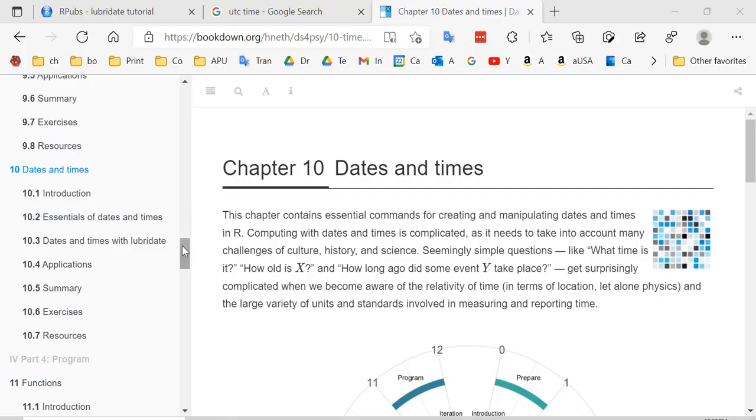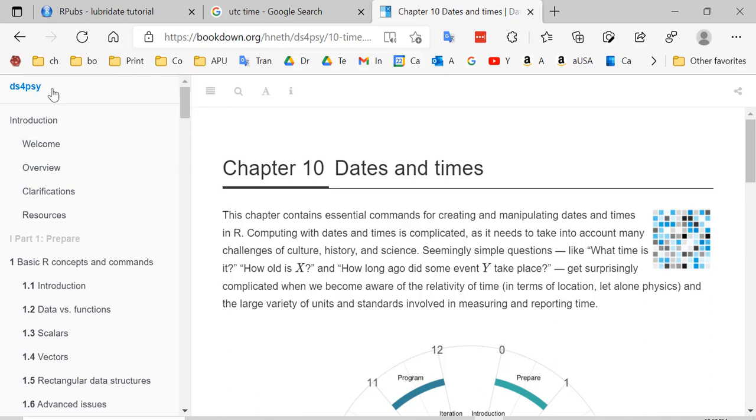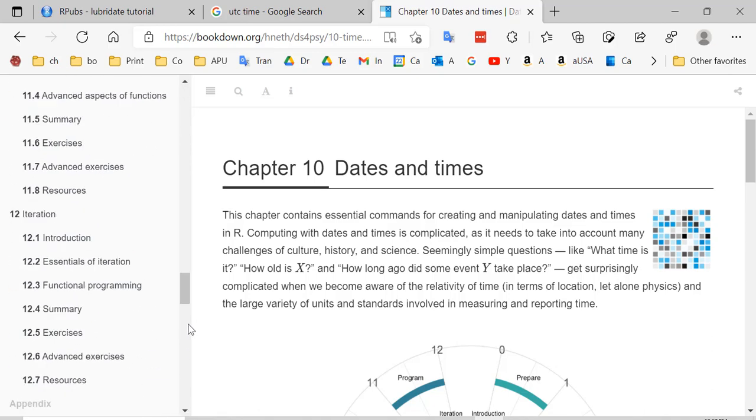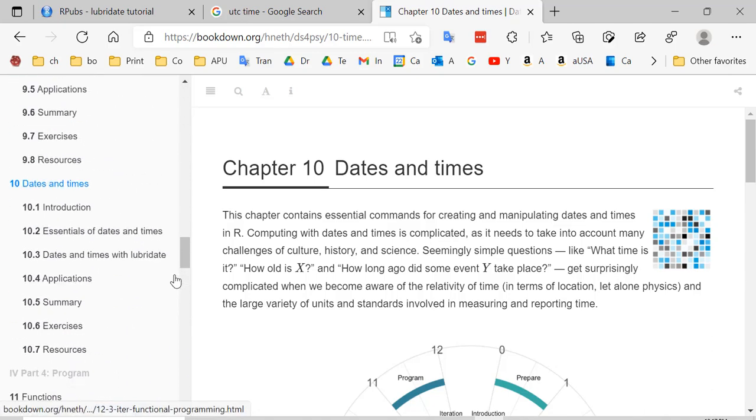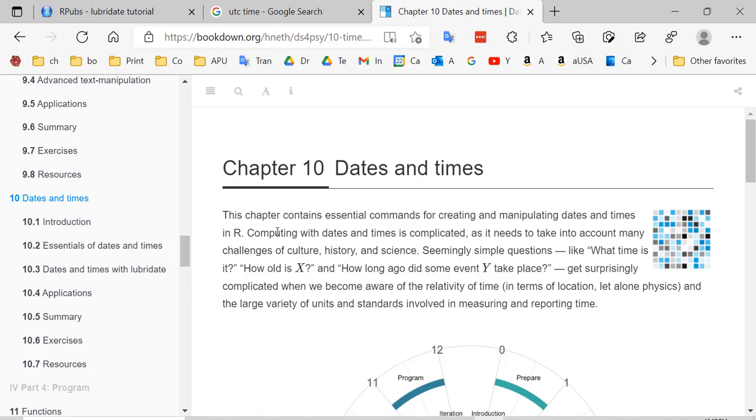Okay, let's go through this tutorial. This is chapter 10, Dates and Times, from this book here, which is Data Science for Psychology. So let's go back to chapter 10. This chapter contains essential commands for creating and manipulating dates and times.